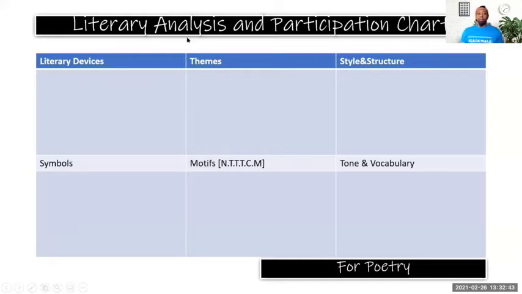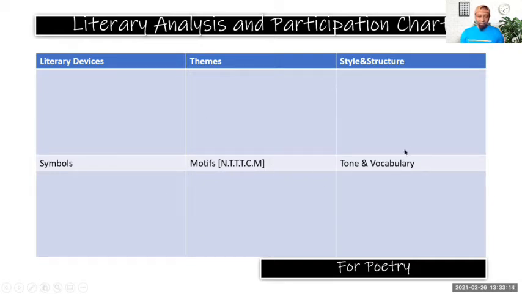So regular graphic organizer, regular chart. There are literary devices for poetry, themes, style and structure. That's where you put how, if it's main idea, then the supporting details, or supporting details, then the main idea. This is where you put the diction, the type of words used. This is where you put where the spaces are, the rhyme scheme, all of that good stuff in that category, that box right here. Then you have the symbols.